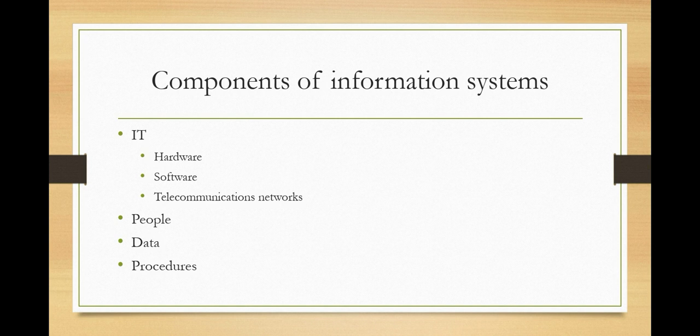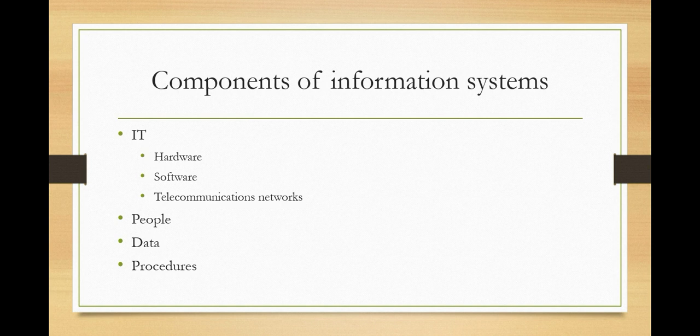So as we talk about components of an information system, we can divide them into several components. When we were defining information systems, we said it's a set of interrelated components. So what are these components? We have generally four major components, but these components can be subdivided. For example, we have a major component called information technology as one of the components of an information system. As we have said, information technology consists of hardware, software, and telecommunications networks.